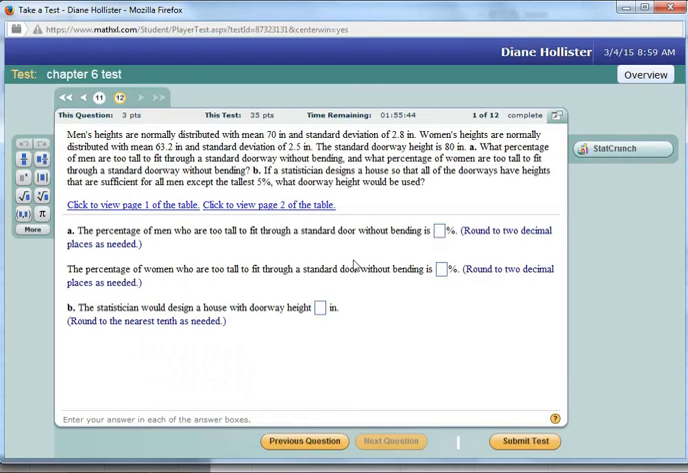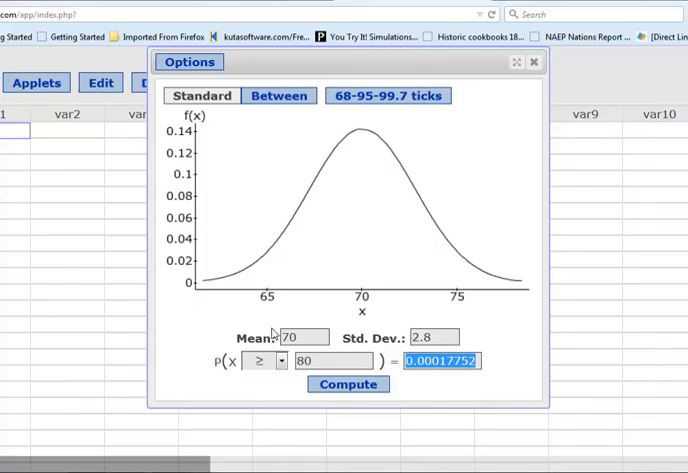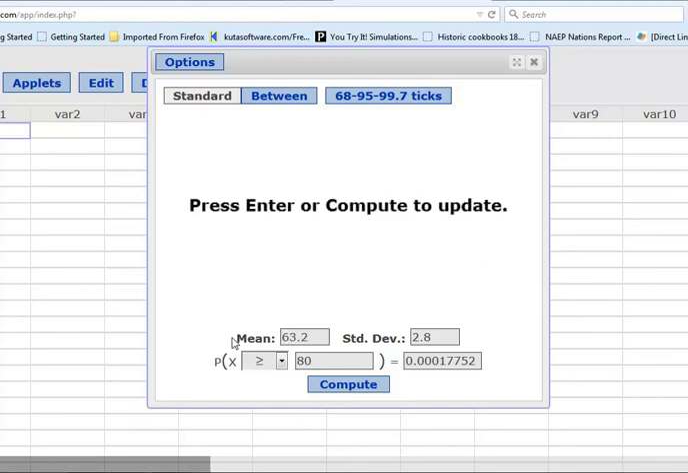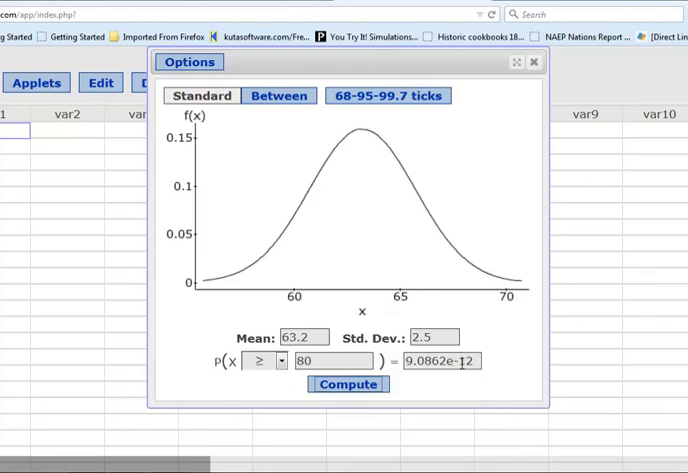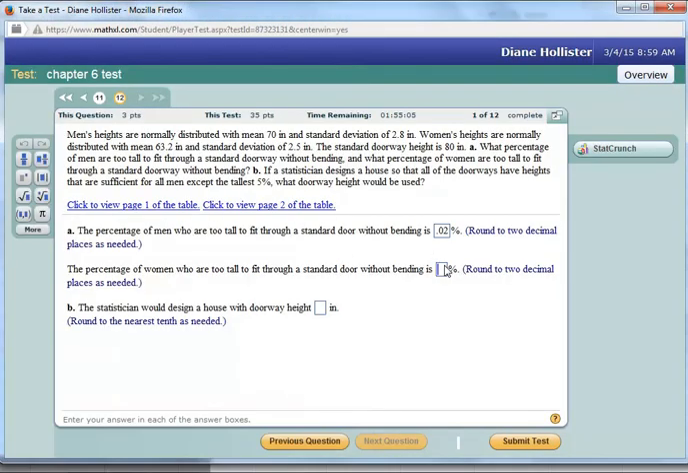So for the percentage of men, we're going to have to convert that to a percentage. Remember, we move it over 2 decimal places, so it's 0.02%. Okay, what about women? Women's average is 63.2 and the standard deviation is 2.5. The result shows zero, but this is not an error. This means exponential notation. So we're saying 9.08 times 10 to the negative 12, and you move your decimal 12 places to the left, which means basically 0%.